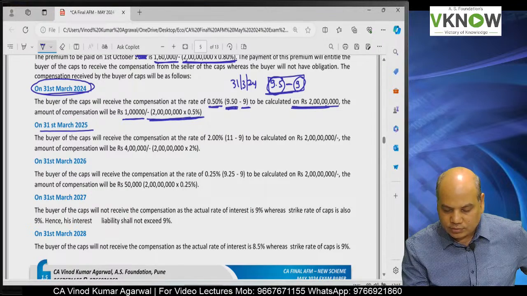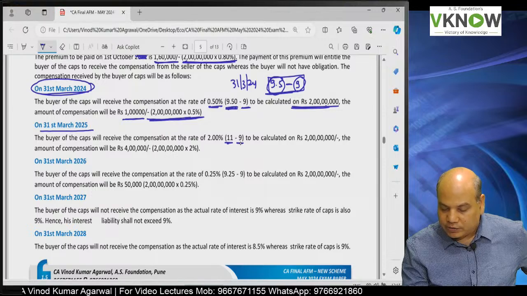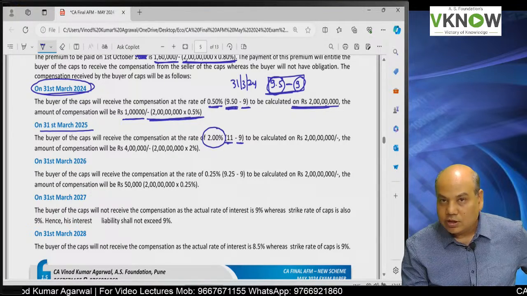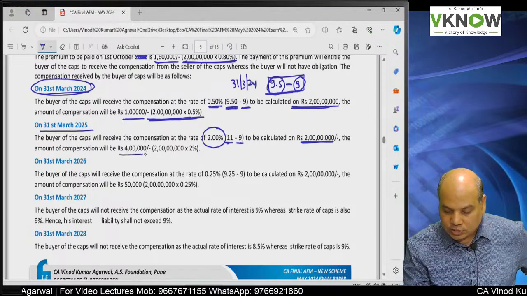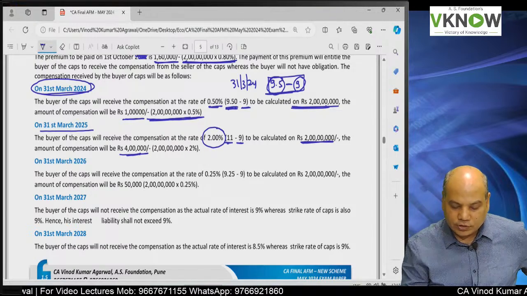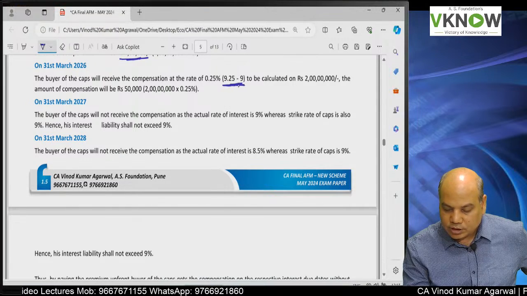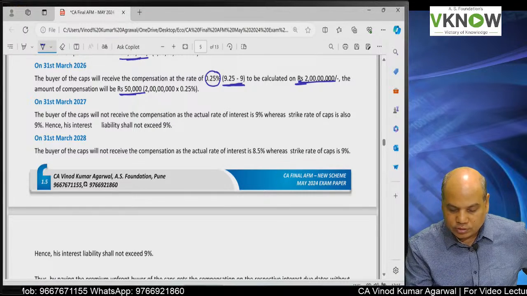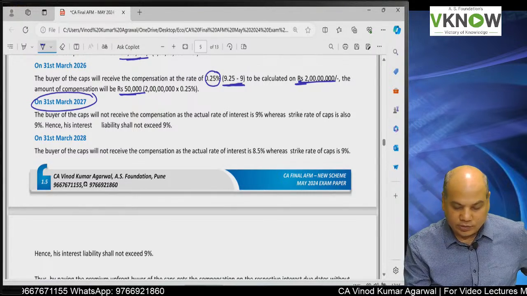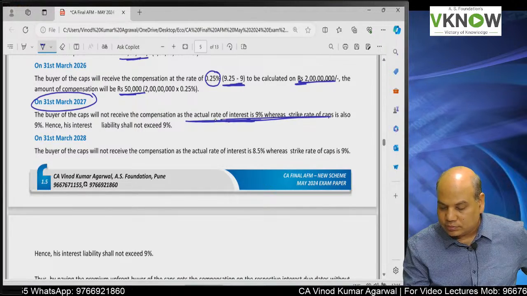31st March 25. Now the rate is 11. Cap rate is 9. We will receive compensation of 2% on 2 crore. The answer is 4 lakh. On 31st March 26, the rate is 9.25. Cap rate is 9. We will get 0.25% of 2 crore. That is 50,000. 31st March 27, cap rate is 9, actual rate is also 9.